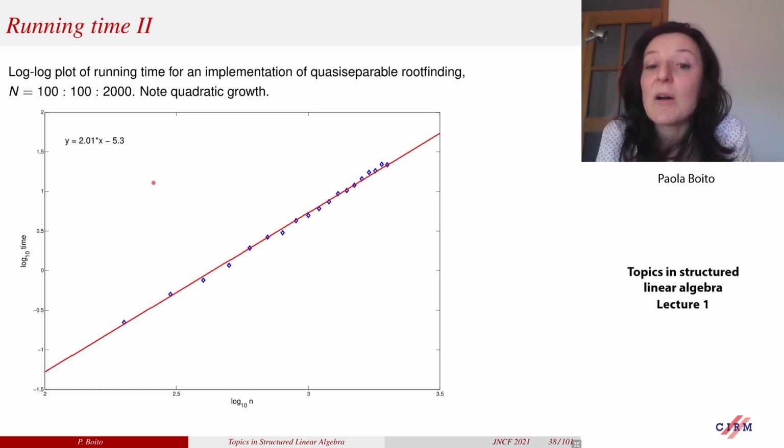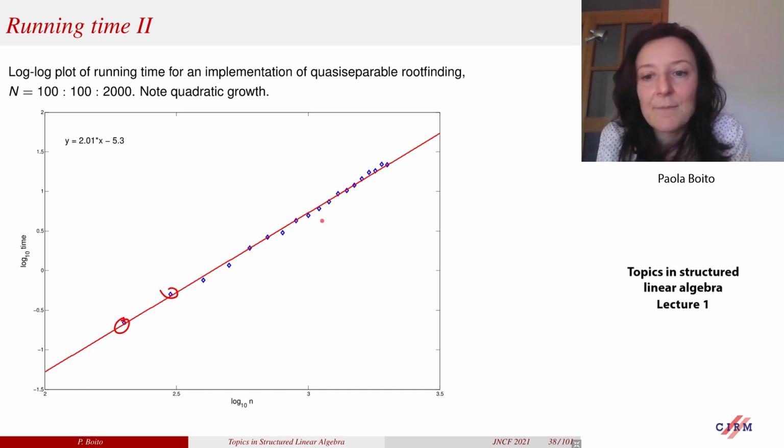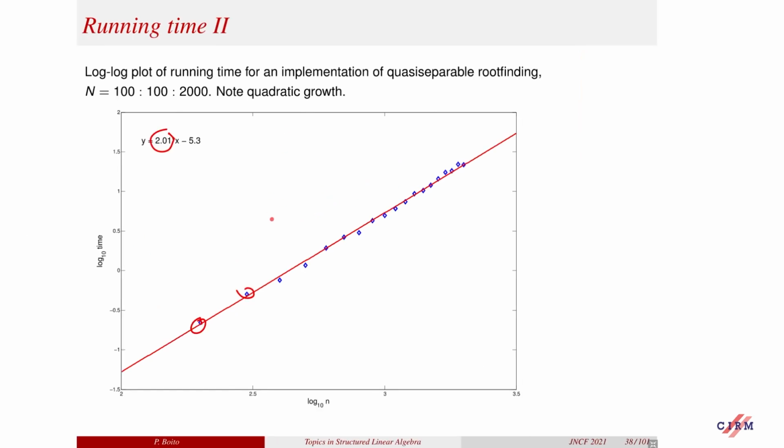Here we have a logarithmic plot of timings for, again, random polynomials with degrees from 100 to 2000. The blue diamonds are timings in log, and you can easily see that they are nicely lined along this line with coefficient 2.01. So it's really a quadratic complexity. The numerical experiments support the complexity analysis, and the errors also experimentally tend to be quite small.